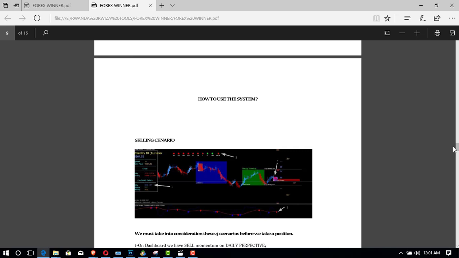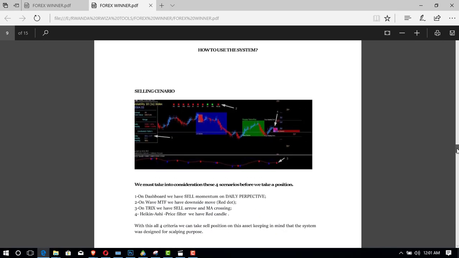On dashboard we have buy momentum on the day perspective. So as you see on 1 we have buy on day. On number 2, on wave MFT we have upside moving green dot. We have green on move. The market is buy. On tricks we have buy arrow and MA closing on buy. I mean on number 4 we have blue arrow.